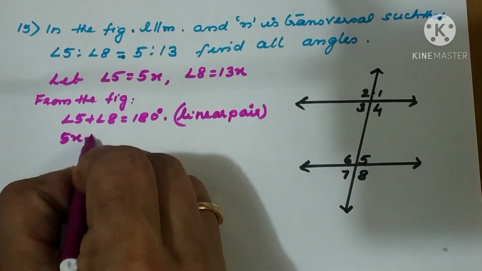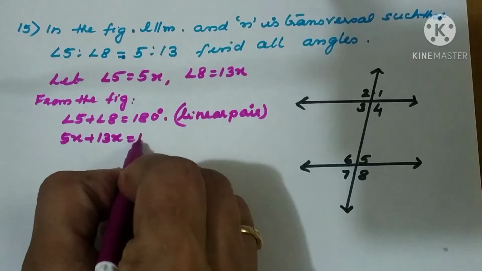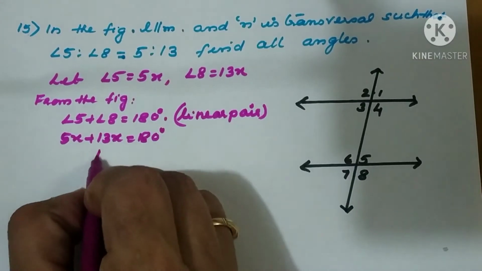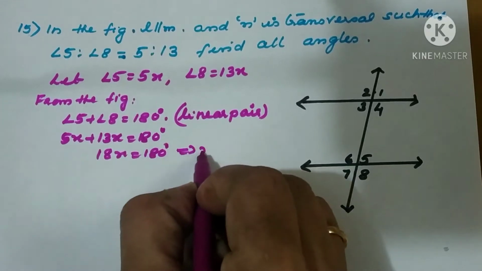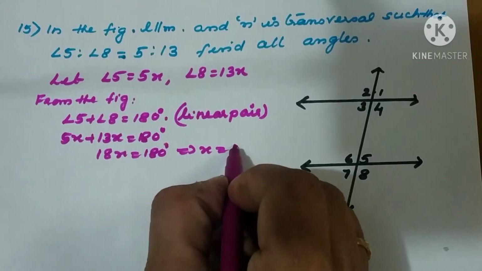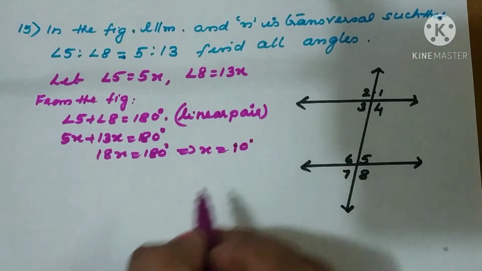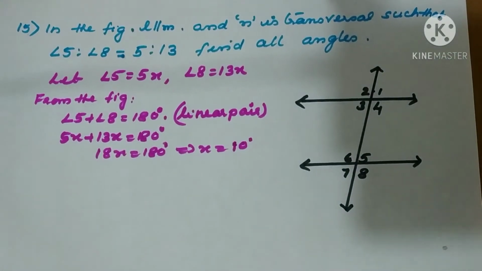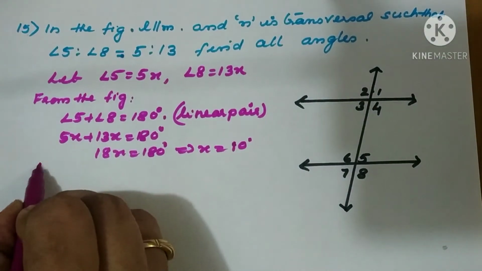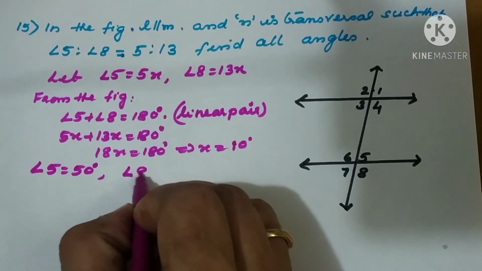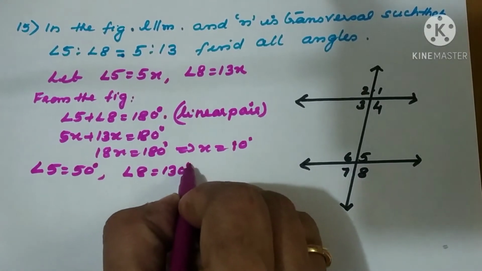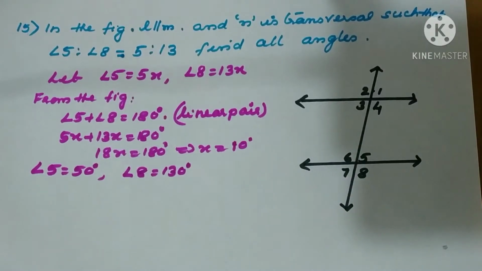Substituting the values, 5x plus 13x equals 180 degrees. That means 18x equals 180 degrees, which implies x equals 10 degrees. Therefore, angle 5 equals 50 degrees, angle 8 equals 130 degrees. Now we have the values of 5 and 8.